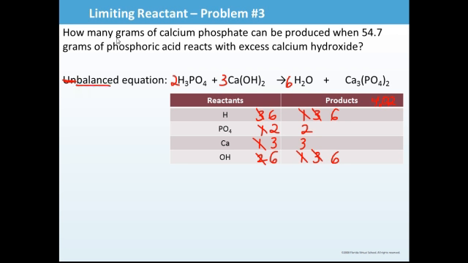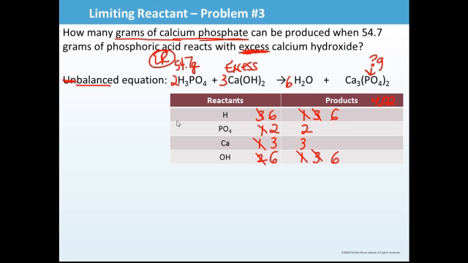Getting back to the problem, it says how many grams of calcium phosphate, so that's calcium phosphate, can be produced when 54.7 grams of phosphoric acid, so this is 54.7 grams, reacts with excess calcium hydroxide. That word is your best friend. And the reason why that word is your best friend is because it tells you that we have excess calcium hydroxide. Therefore, I know phosphoric acid is my limiting reactant.